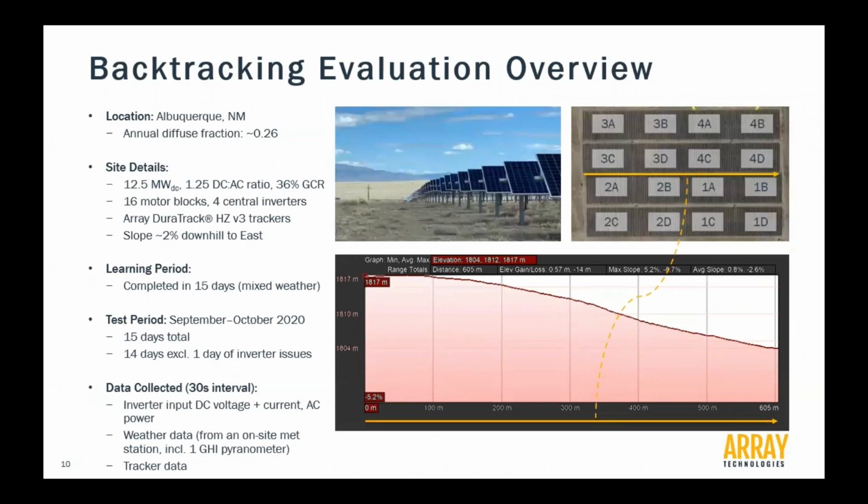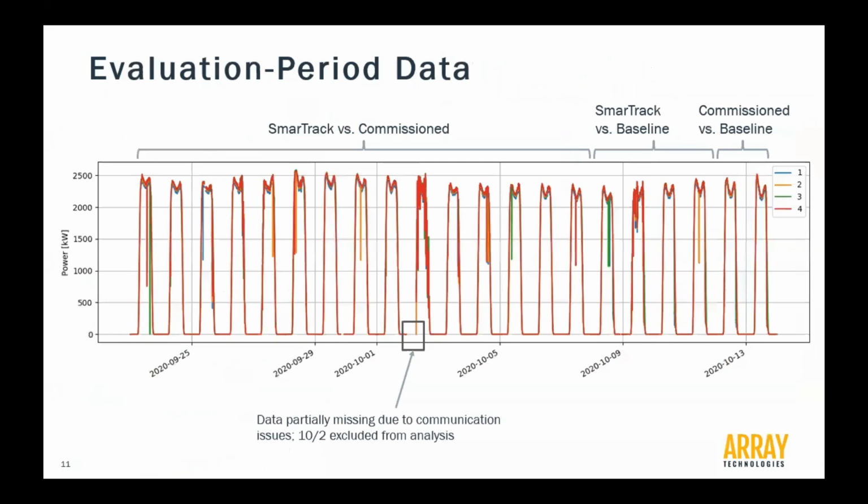An initial period of 15 days was required to learn the underlying model parameters for SmarTrack. And then backtracking alternating operation was conducted over a 15-day period. Generally speaking, this learning process can take as little as 2 days if the conditions are clear, but in this case, it took longer due to mixed weather. The data that were collected are inverter input DC voltage and current, weather data, and tracker data.